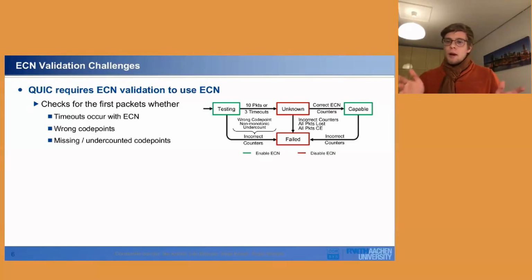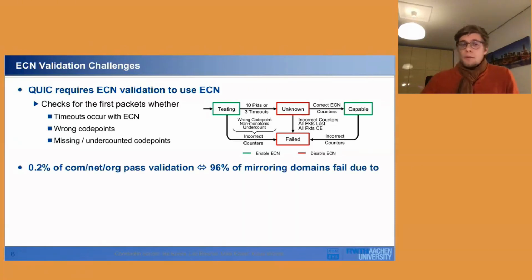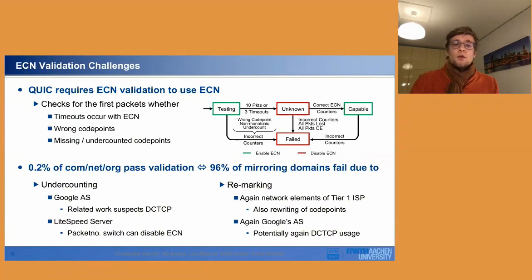So for example, when the path changes, and one router does not support ECN anymore, but at the beginning, the path supported ECN. And we looked into this and found that only 0.2% of the ComNet org domains passed this validation. So a lot of domains failed this. And 96% of the mirroring domains that failed basically failed due to two reasons: undercounting and remarking.